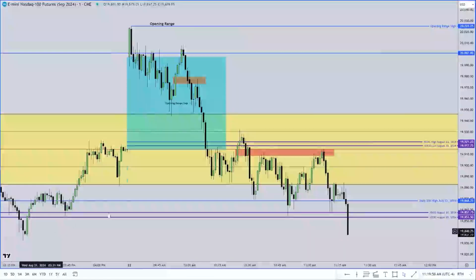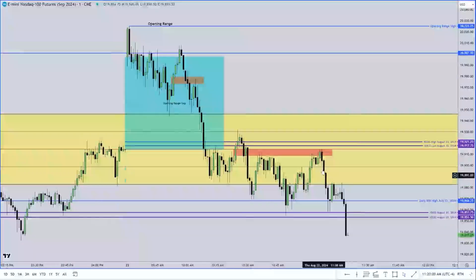But look at the reaction off of this gap here. And it's the low of what? The old, stale.